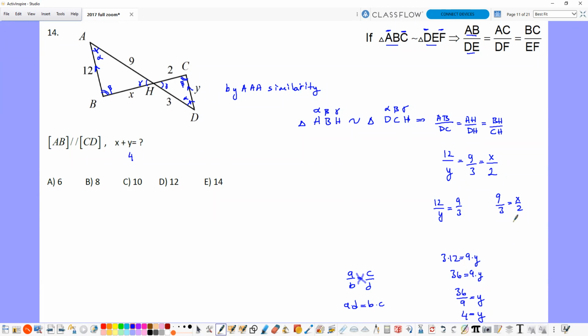The second part is going to give the X. If we cross multiply again, 2 times 9 is equal to 3 times X.